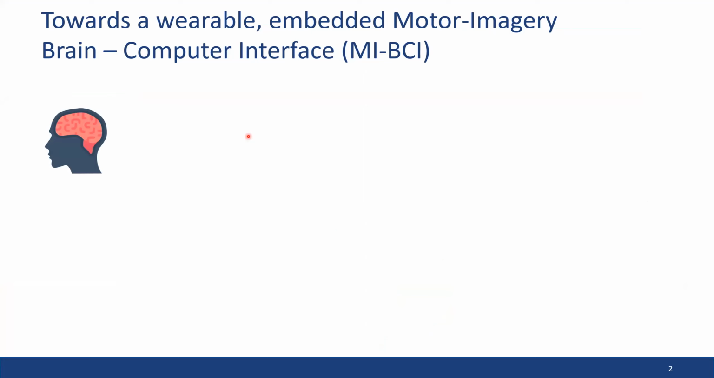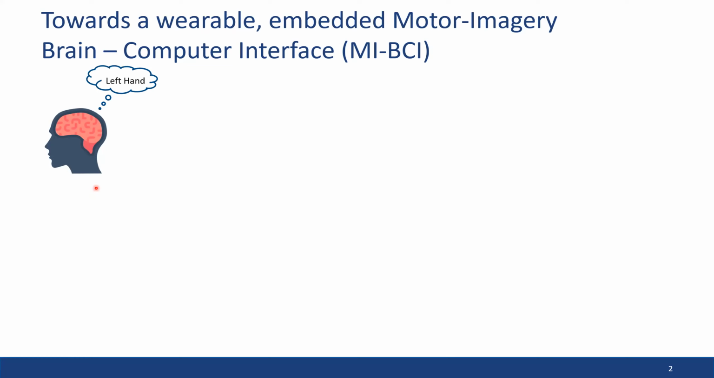A brain-computer interface builds a communication channel between the human brain and an external device, only based on the human's thinking. However, what we require is that the human thinks about specific tasks. So for example, about the movement of a body part. And this is called motor imagery.